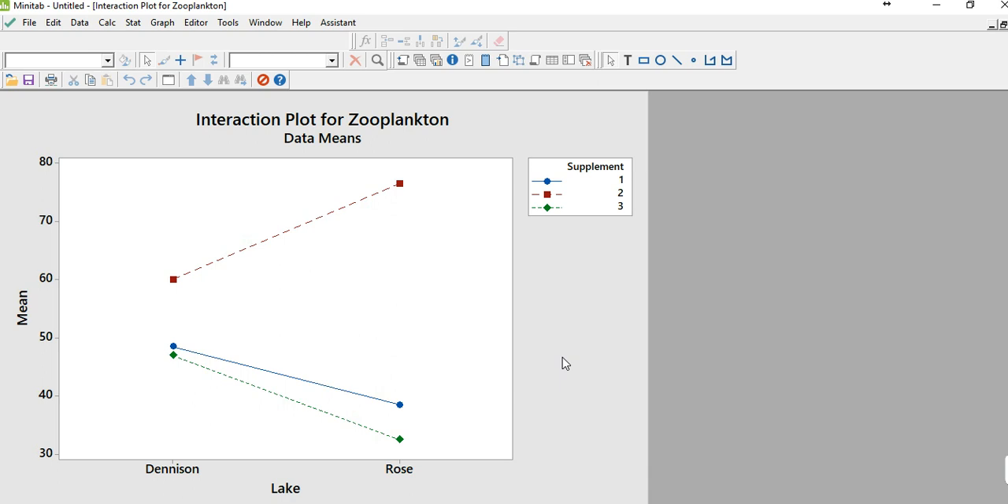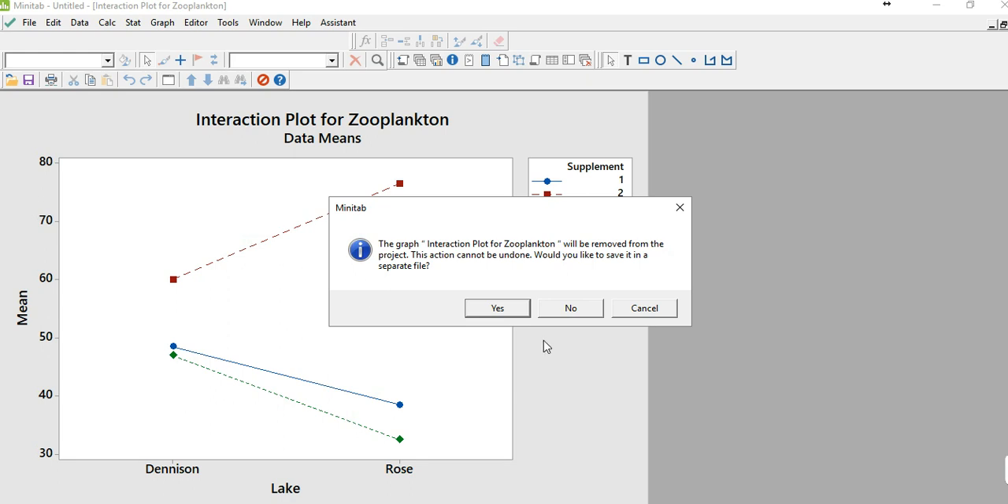So the way to interpret this seems that the supplement 2 has a larger effect if the zooplankton is from Rosie Lake as compared to Lake Dennison's. However, you should always check the p-value to see whether it's statistically significant or not, and recall that the p-value is greater than 5%. So we conclude there's no interaction effect. Okay, thank you. So let's go back to the gauge R&R study.